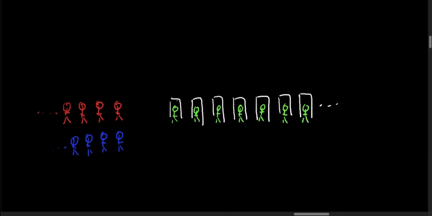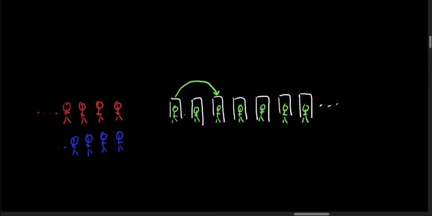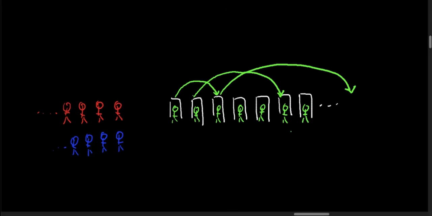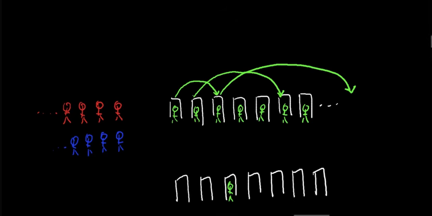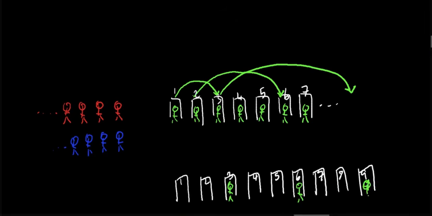The answer is to ask each current guest of the hotel to triple their room number. So the person in room 1 will move to room 3. The person in room 2 will move to room 6. The person in room 3 will move to room 9, and so on. And at the end of this process, only the rooms whose numbers are divisible by 3 will be occupied. So room number 3 will be occupied, room number 6 will be occupied, room number 9 will be occupied, and so on.